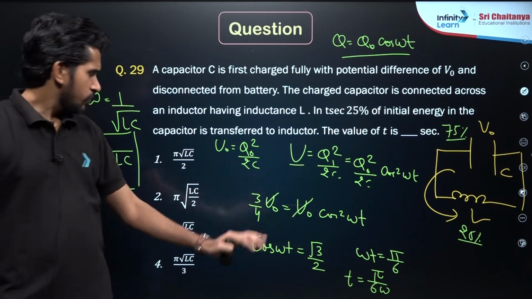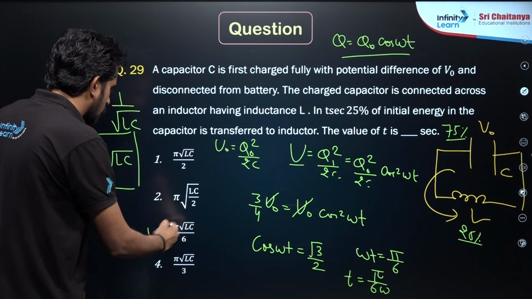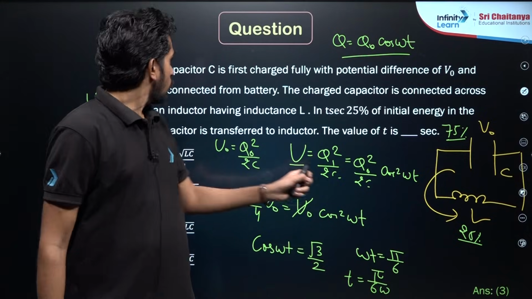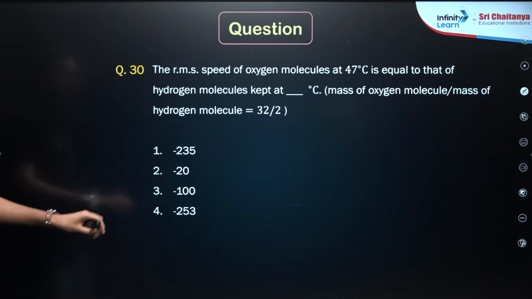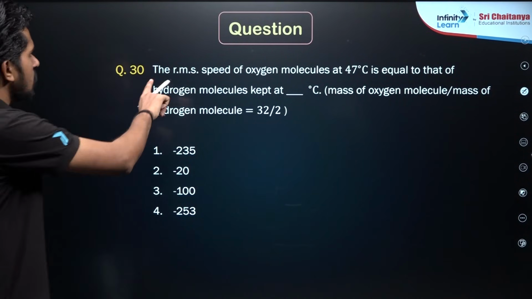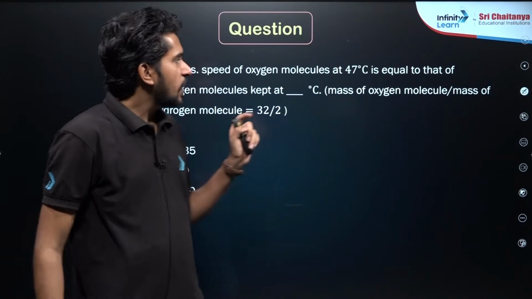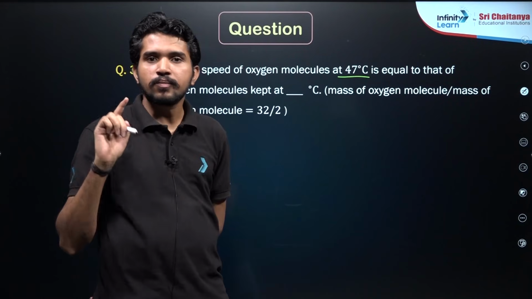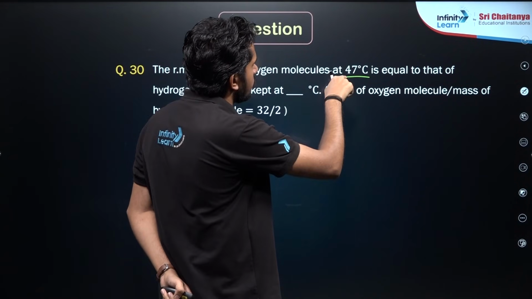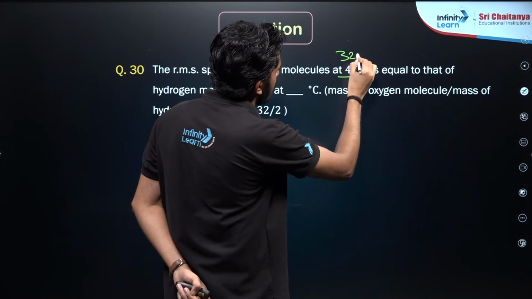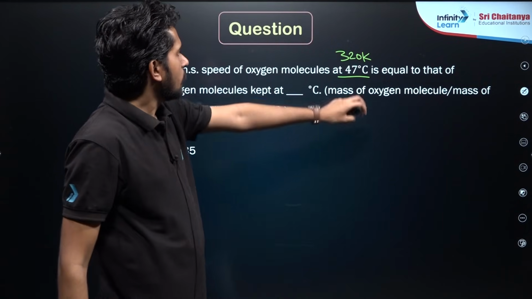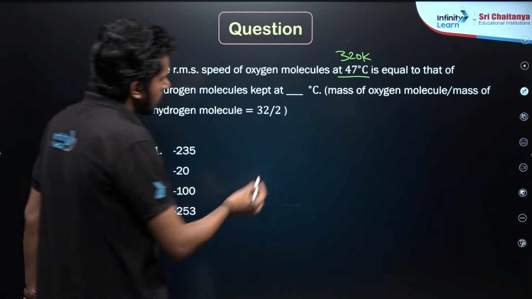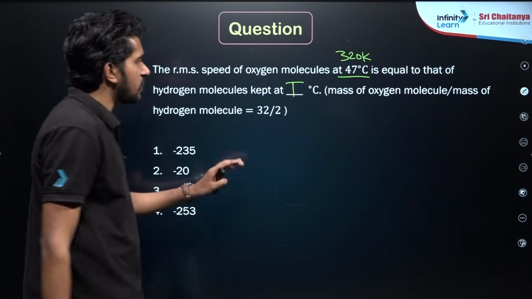Simple, again simple. So option number 3. Okay, option number 3. So we have seen 4 questions and all the questions are easy. The RMS speed of oxygen molecules at 47 degrees centigrade. 47 degrees centigrade means 320 Kelvin. 320 Kelvin is equal to that of hydrogen molecules kept at T temperature. Let's say that is T degree centigrade.